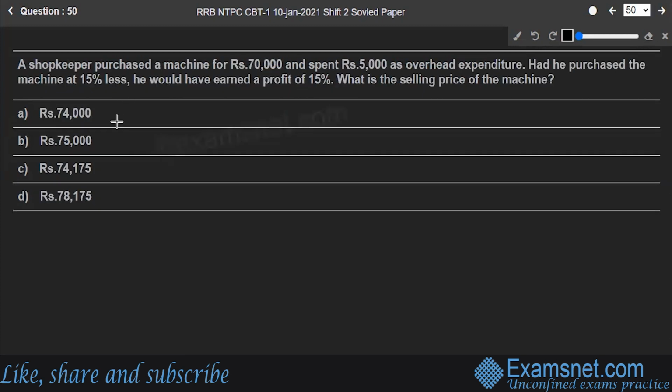Next is question number 50, mathematics question. A shopkeeper purchased a machine for 70,000 rupees and spent 5,000 on the overhead expenditure. Had he purchased the machine at 15% less, he would have earned a profit of 15%. What is the selling price of the machine? Okay, so first thing, cost price of the machine is 70,000 and repairs for 5,000. So according to this, the total cost price becomes 75,000.